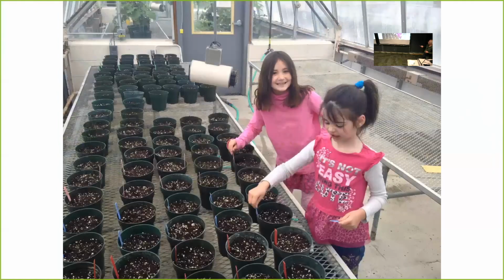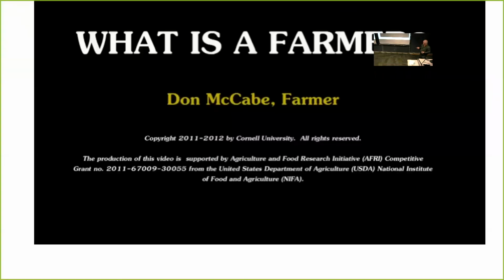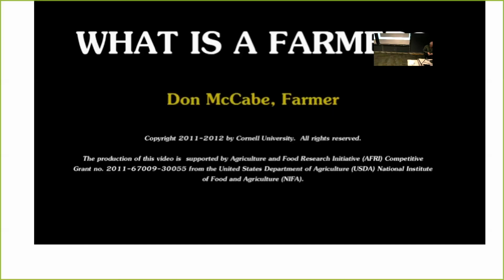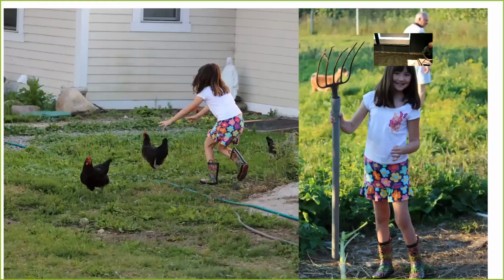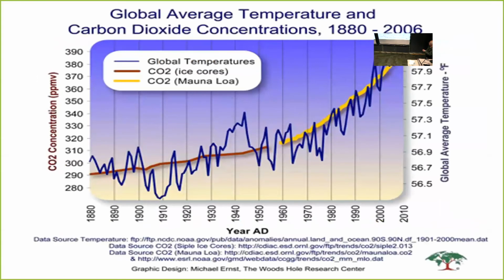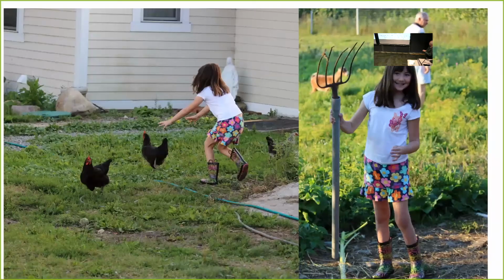So here's my daughter and her friend. They're planting seeds in pots in the greenhouse. I want to see if this will play. Let's see, I'm not sure how to, let me go back. This is kind of nice on what a farmer is. I don't know how to do it. Okay. So this is the end of the slides, and I hope this is the future generation of agriculture.